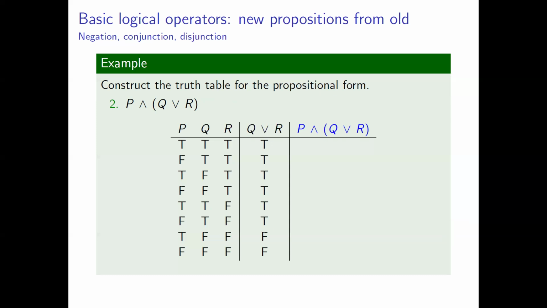To obtain the truth value in the final column, we only need to look at the truth value of P in the first column and the truth value of the statement Q or R in the fourth column. The conjunction of P and of the statement Q or R is true exactly when P is true and the statement Q or R is true. Thus, we get the resulting truth value as true, false, true, false, and so on. The rest of the table is left as an exercise.